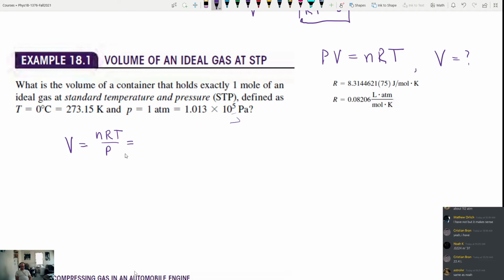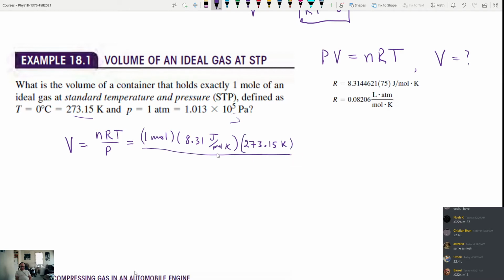Okay, so yeah, that's all we have to do. Just rearrange this to solve for volume. Number of moles is 1 mole. You can use either version of this that we want to. So if we put, for example, 8.31 joules per mole Kelvin, multiply by temperature, which we have to use this one, and we divide by pressure, which is 1 atmosphere. So if you use 8.31, then down here you have to put in pascals, 1.013.